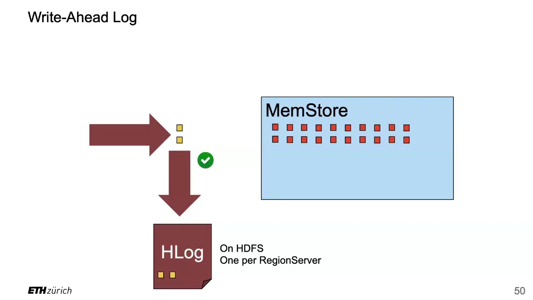There is one on HDFS, one per region server, even across multiple stores. And then I add it to the mem store, right? Now, if we run out of electricity or there is a crash, yes, we lose what there is in the mem store, but we still have it in the HLog. So what I do in that case is I just take the HLog, re-sort the key values by key, and put them back in the mem store. So I didn't lose anything.